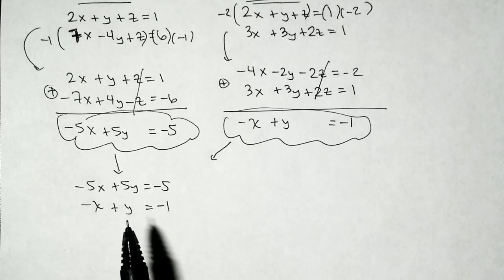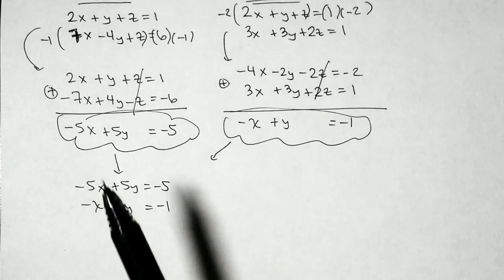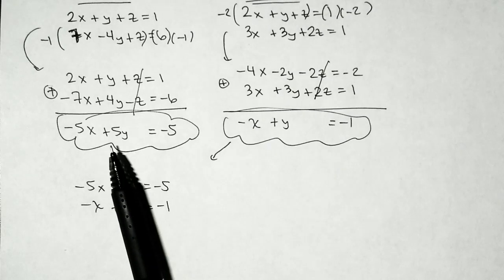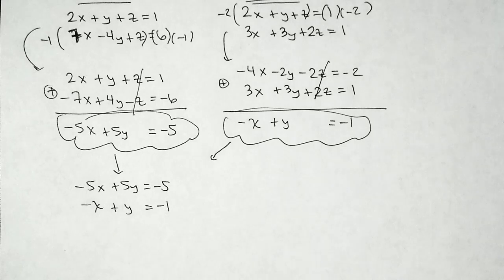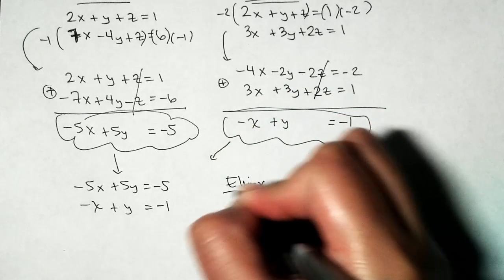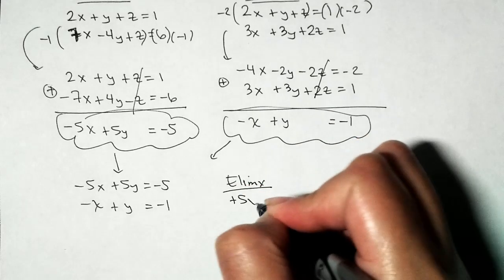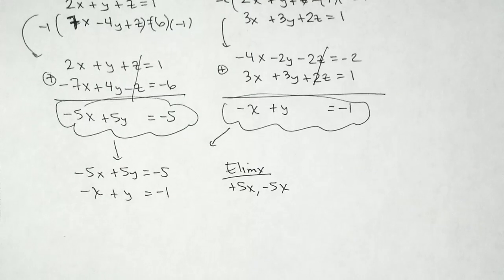Okay, cool. So in this case, which variable should we eliminate? It doesn't matter. The least common multiple for both x and y is 5, so we're just gonna eliminate x. The least common multiple between their coefficients is 5, so we want a positive 5 and a negative 5.